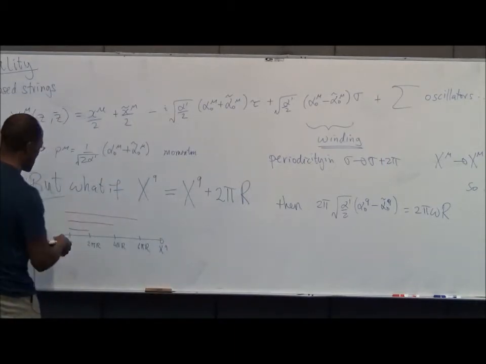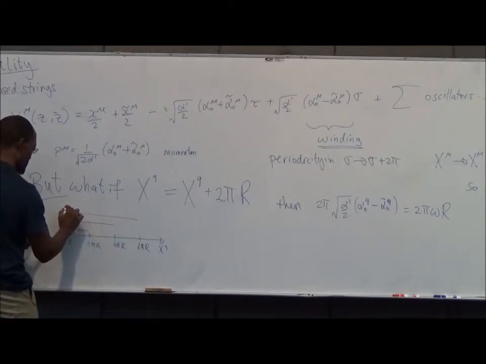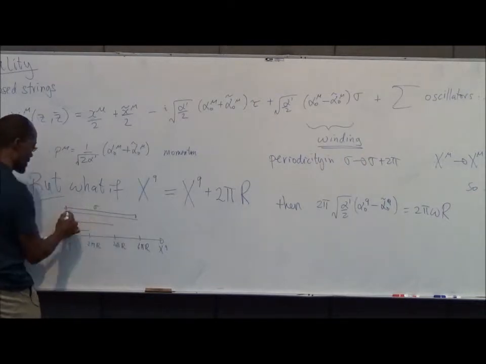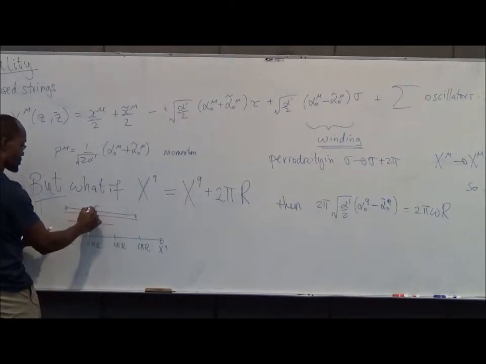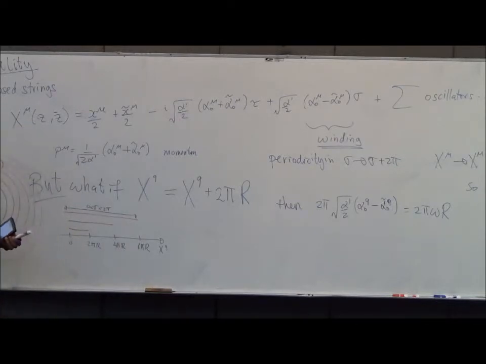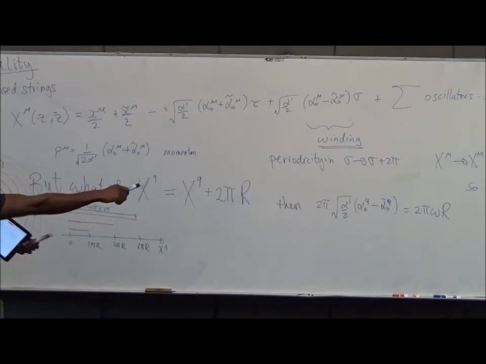So the point is that when I go from 0 to 2 pi in sigma, I get from one end of the string to the other. So sigma is still running from 0 to 2 pi, but X9, while it's doing that, can go several times around the circle. For example, here it's going 3 times around the circle. So W there is 3.